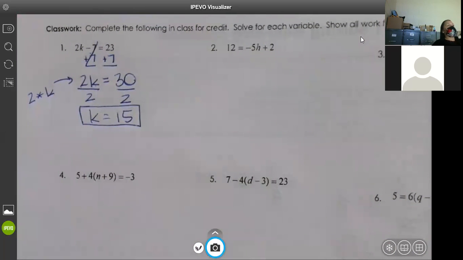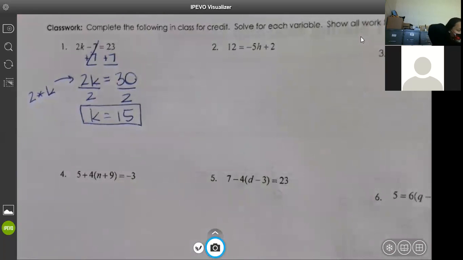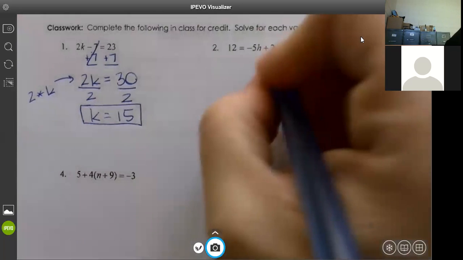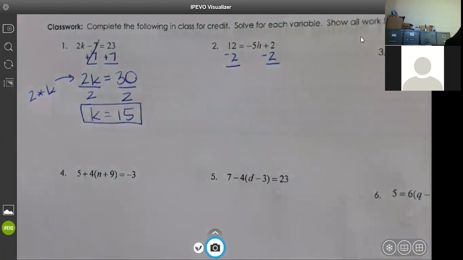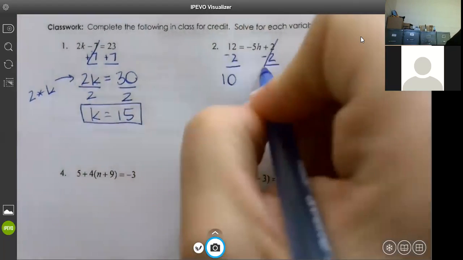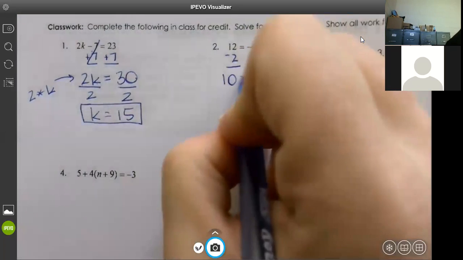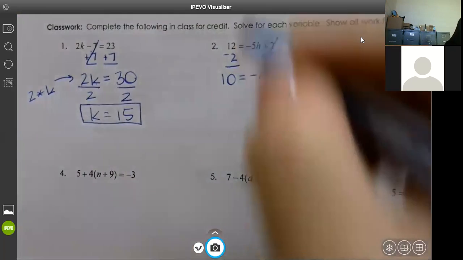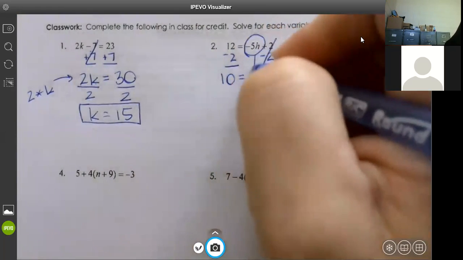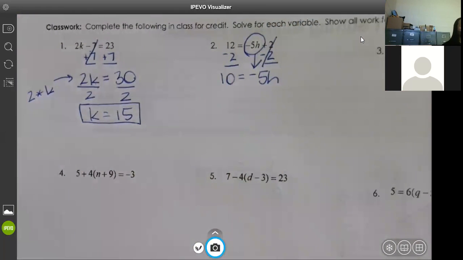Okay, the next one is exactly the same. We're solving for H. What's on the same side but not with it? A 2. How do I get rid of a +2? Subtract 2. Perfect. 12 minus 2 is 10. Your 2's canceled out, so the only thing you do is bring down the -5H. Make sure you bring down the whole thing, and don't forget that negative, okay? Bring it all the way down.